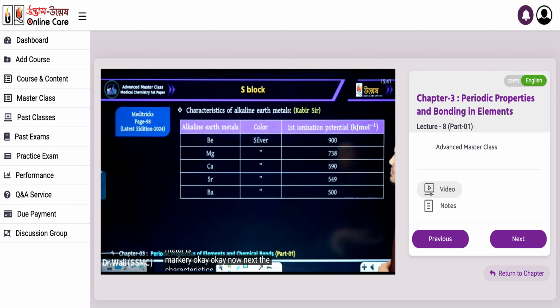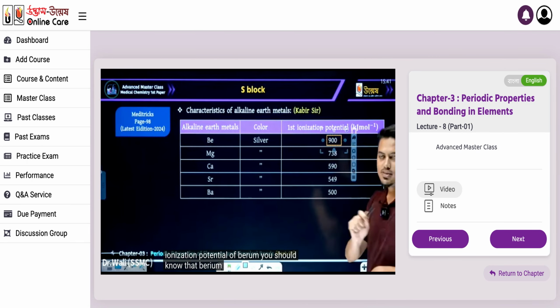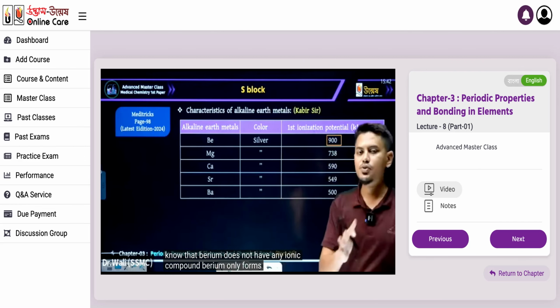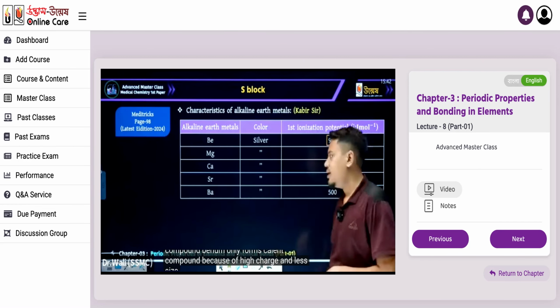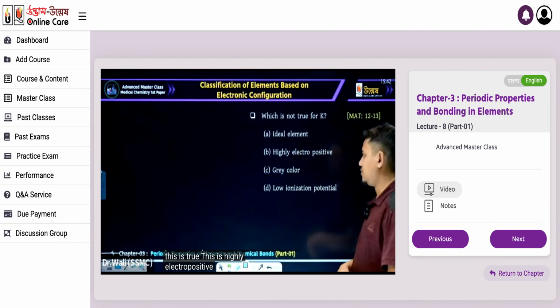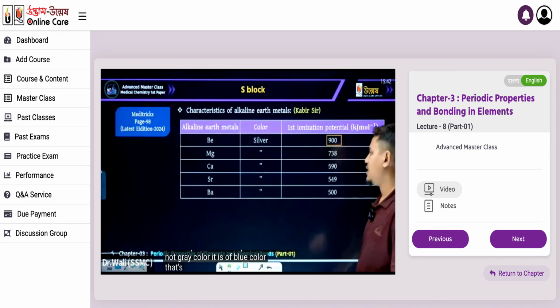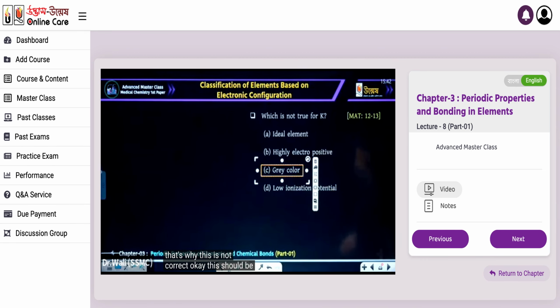Next, the characteristics of the alkaline earth metals. Regarding that, you only need to remember the ionization potential of beryllium. You should know that beryllium does not have any ionic compound. Beryllium only forms covalent compounds because of high charge and small size, which is not true for potassium. Potassium is an ideal element. This is true. It is highly electropositive, gray in color, with low ionization potential. So which is not true for potassium? Potassium is not gray in color. It is blue. That's why this is not correct. This should be blue.